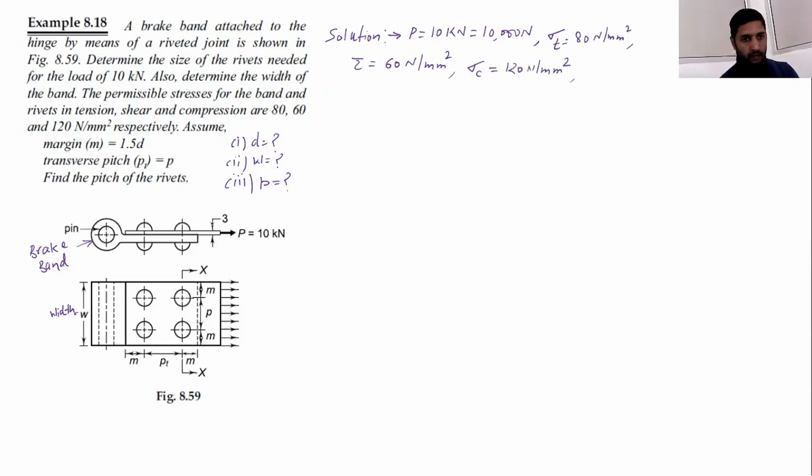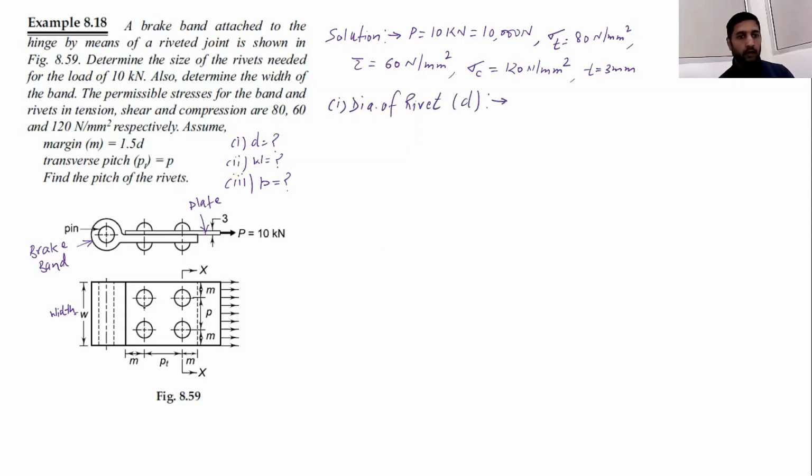Apart from that, thickness of the plate is also given to us. This is your plate, and this is the thickness of the plate. Okay, this is the plate, it is showing you the plate here. So thickness of plate is 3 mm. These are the given conditions that we have. Now let us try to find out the first, the diameter of rivet, very small d.